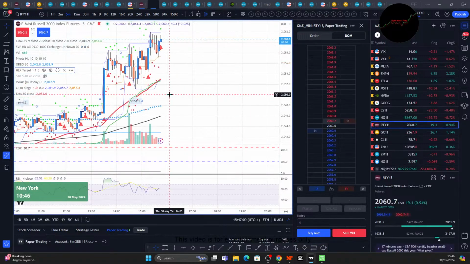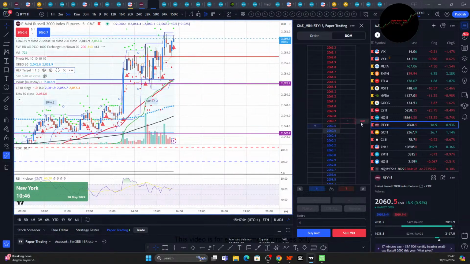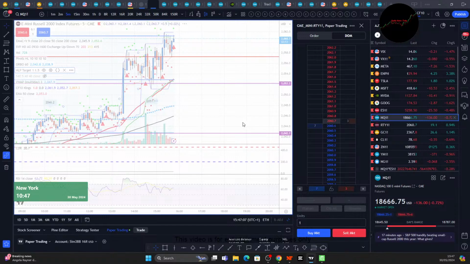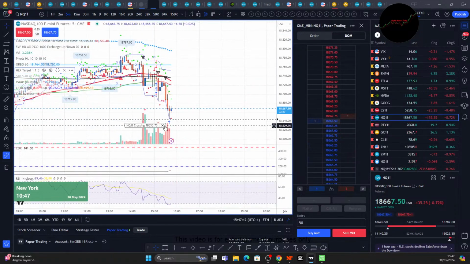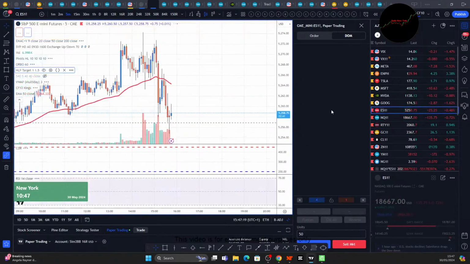I like the way how RTY moves. RTY has been pretty straightforward to the upside. So RTY is going up, NQ is going down. Probably some risk off kind of thing where there's a move into small caps away from tech names. Let's see what ES is doing.